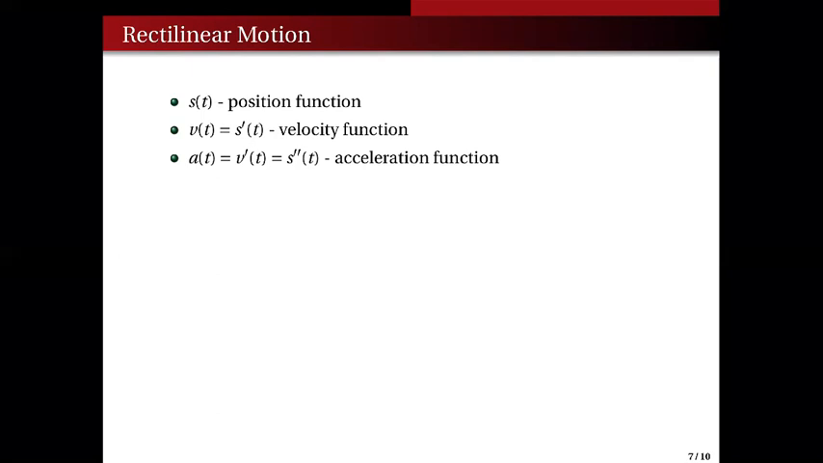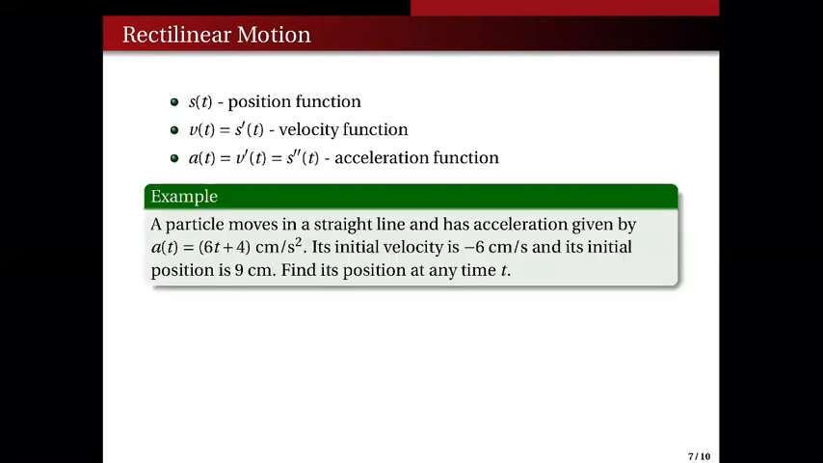So from here, suppose a particle moves in a straight line and has acceleration given by a of t centimeters per second squared. Its initial velocity is negative 6 centimeters per second, and its initial position is 9 centimeters. Find its position at any time t.